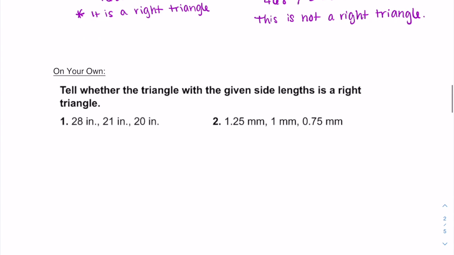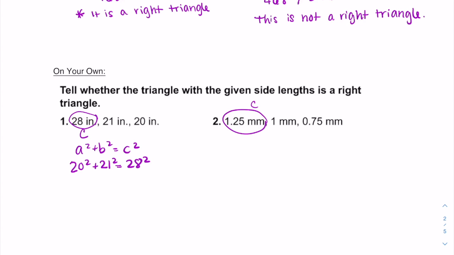So again here, la única cosa que te dan son los lados. La primera cosa, busca el lado más grande. That's your side C. Coming over here, look for the biggest side. That's your side C. So again, a squared plus b squared equals c squared. So you're going to have 20 squared plus 21 squared equals 28 squared. Ve si los dos lados son igual. And over here, you're going to have 0.75 squared plus 1 squared equals 1.25 squared. Y ve si los dos lados son igual.